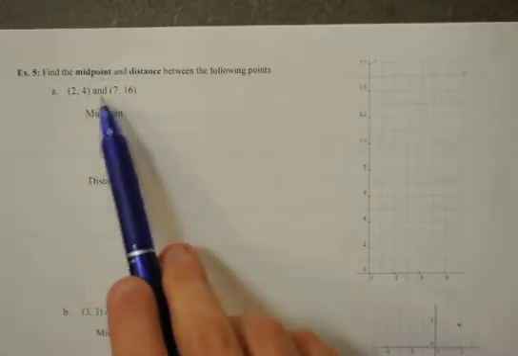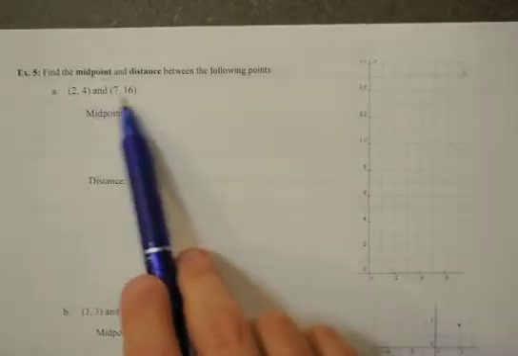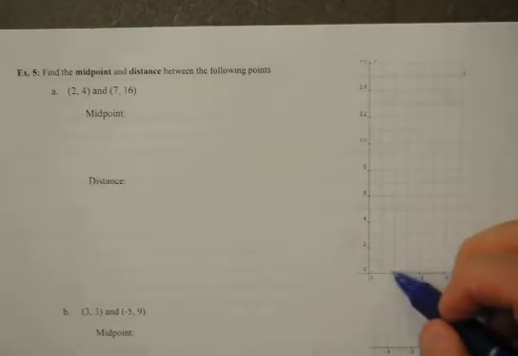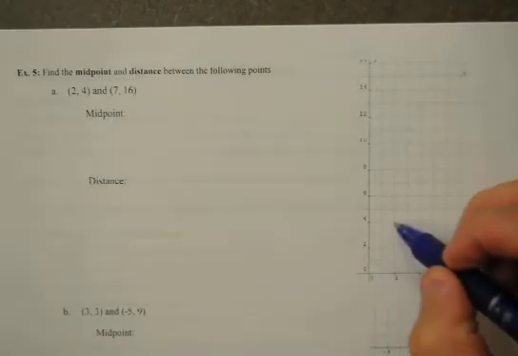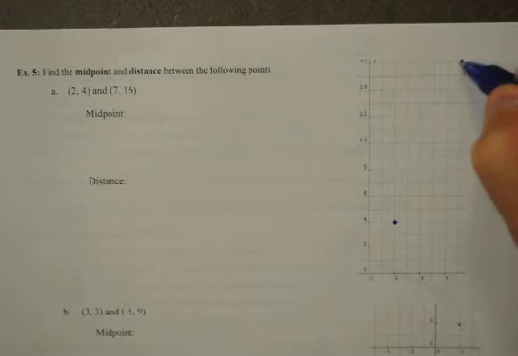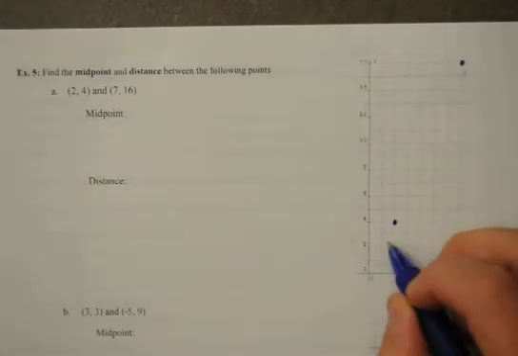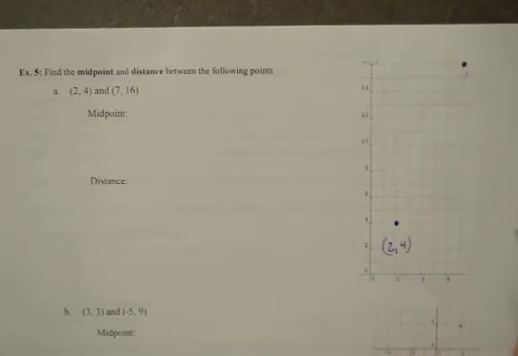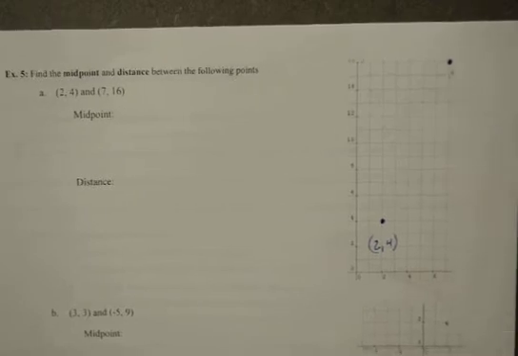So we got 2 points in two-dimensional space here. The point 2, 4. So go over 2, up 4, and then go over 7, and up 16. Should be right there. Okay, so this is 2, 4. This is 7, 16.